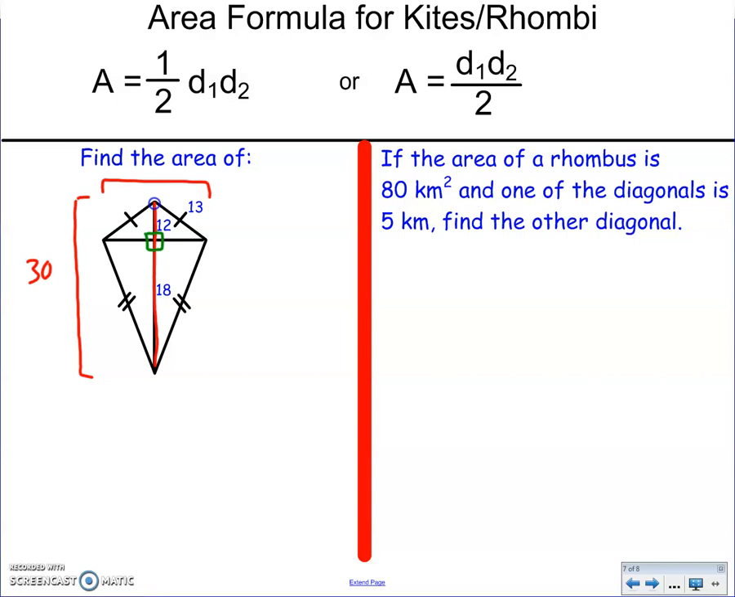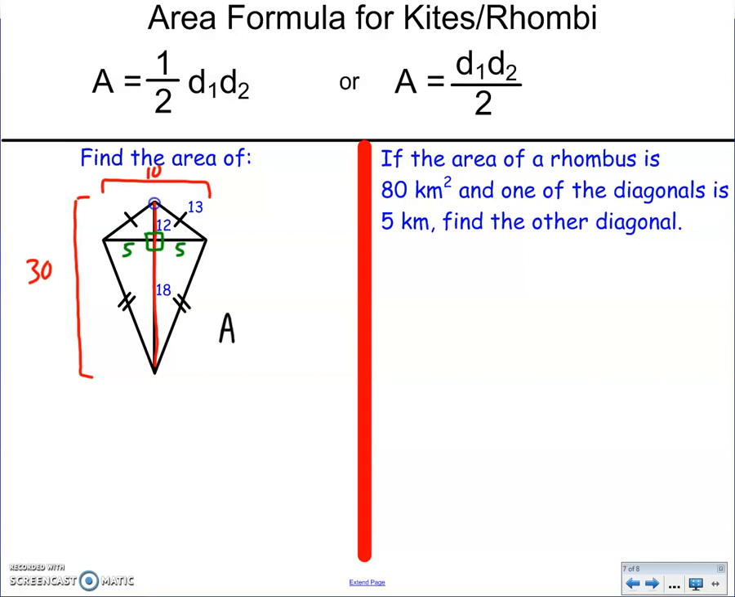If you know your triples, this one's a 5, 12, 13. So that means this will be 5, and then one diagonal is bisected. So the shorter diagonal is the same on both sides, 5 and 5. And if you don't know that, 13 squared is 169, 12 squared is 144, 169 minus 144 is 25, square root of 25 is 5. All right, so we know that this sideways diagonal is actually 10. We now have everything we need.